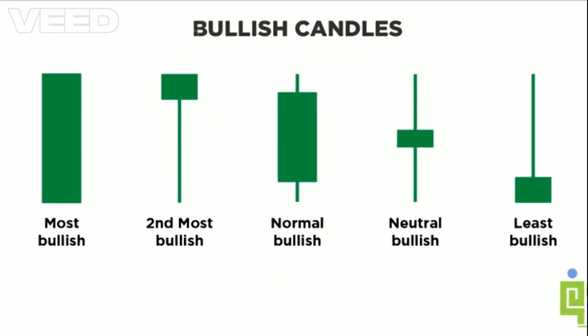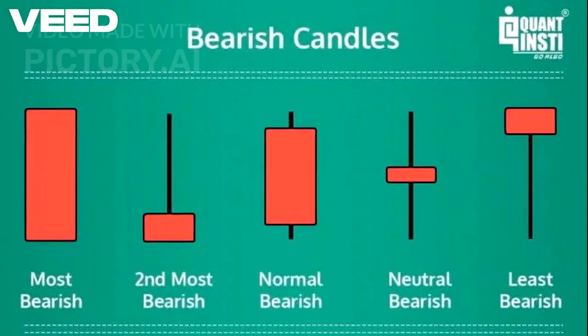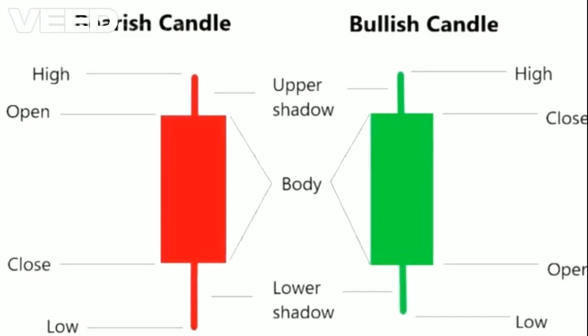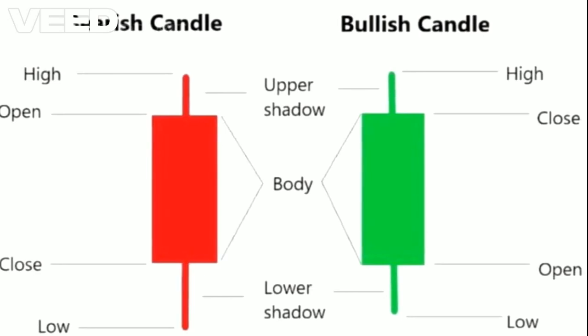If the candle closes higher than it opened, it's green, bullish. If it closes lower, it's red, bearish. The body shows the range between open and close. The wicks, or shadows, show the highs and lows.